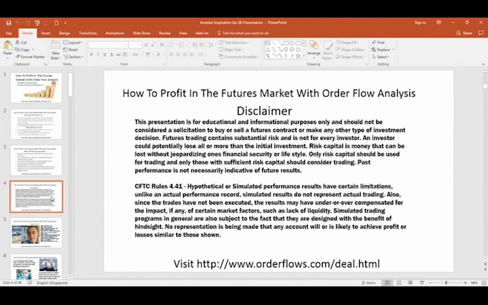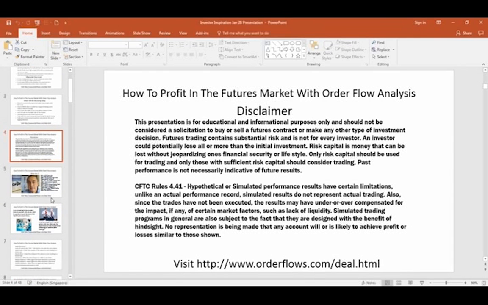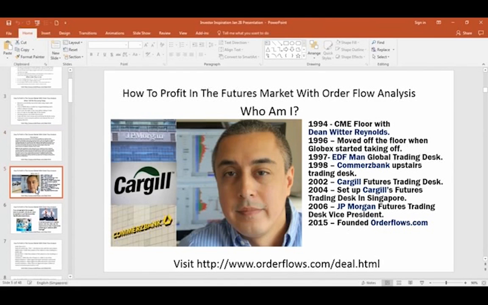But before I get started, since I'm a futures guy, and there are rules and regulations, a brief disclaimer: this presentation is for educational and informational purposes only, and should not be considered a solicitation to buy or sell a futures contract or make any other type of investment decision. Futures trading contains substantial risk and is not for every investor. An investor could potentially lose all or more than the initial investment. Risk capital is money that can be lost without jeopardizing one's financial security or lifestyle. Only risk capital should be used for trading, and only those with sufficient risk capital should consider trading. Past performance is not necessarily indicative of future results.